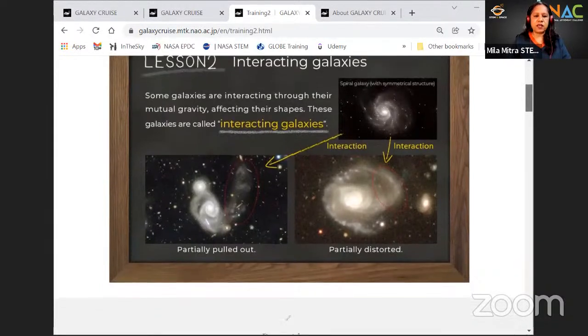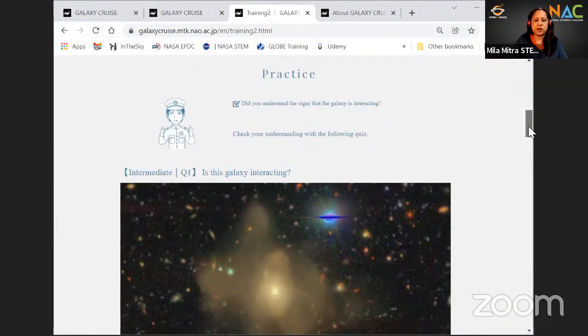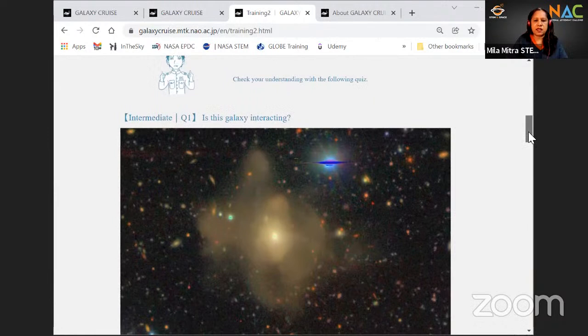You have to look at these pictures and see if the spiral or the elliptical shape looks changed. Here are some of the ways you can see it looks changed. It can be pulled out, it can be stretched, which means distortion. Let's practice and see if we can tell, is it interacting?